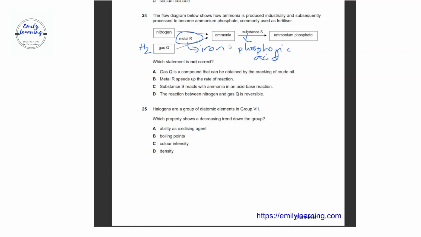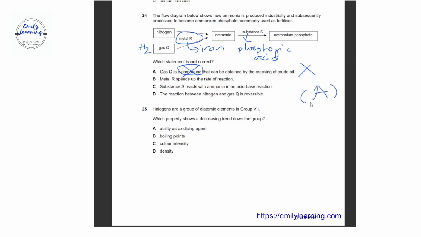Okay, so ammonia plus phosphoric acid will give you ammonium phosphate. So now let's take a look at this. Which statement is not correct? Gas Q is a compound that can be obtained by cracking of crude oil. So hydrogen can be obtained by the cracking of crude oil. But before you say that it's correct, there's this word here that's out to trick you. H2 is an element, not a compound. So therefore, A is wrong. Okay, so the answer is A.